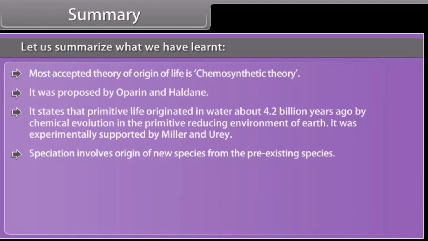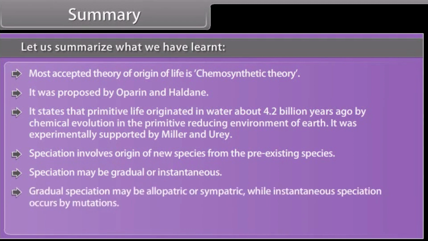Speciation involves the origin of new species from pre-existing species. Speciation may be gradual or instantaneous. Gradual speciation may be allopatric or sympatric, while instantaneous speciation occurs by mutations.